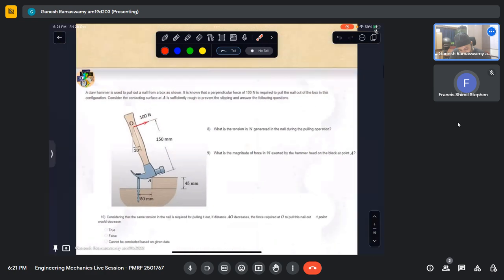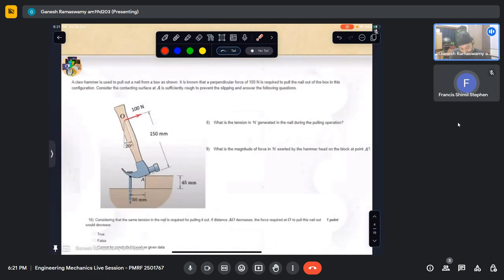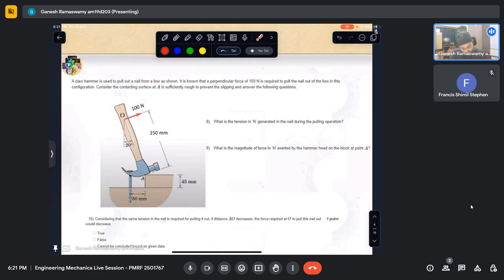Okay. A claw hammer is used to pull out a nail from a box as shown. It is known that a perpendicular force of 100 Newton is required to pull out the nail out of the box in this configuration.